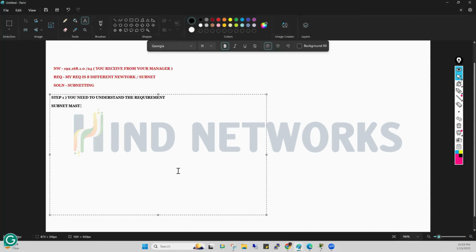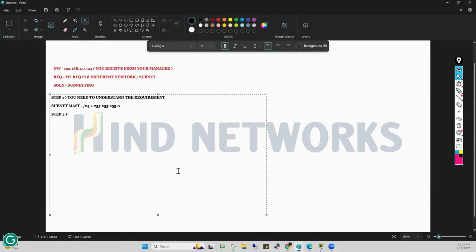For example, what is the subnet mask here? That is /24. CIDR is /24. So for /24, what is the subnet mask? 255.255.255.0. You can calculate it. I already explained how you can calculate the subnet mask from CIDR. So that is step number 1. Now, come to step number 2.